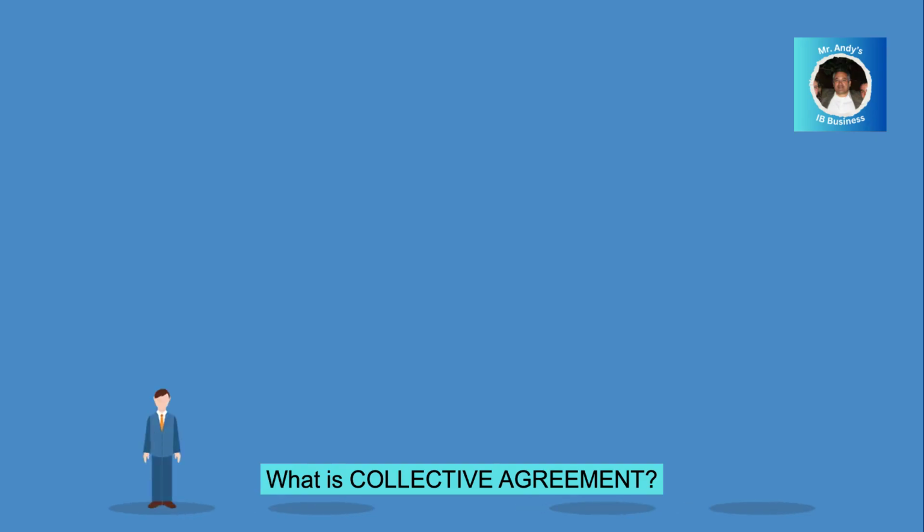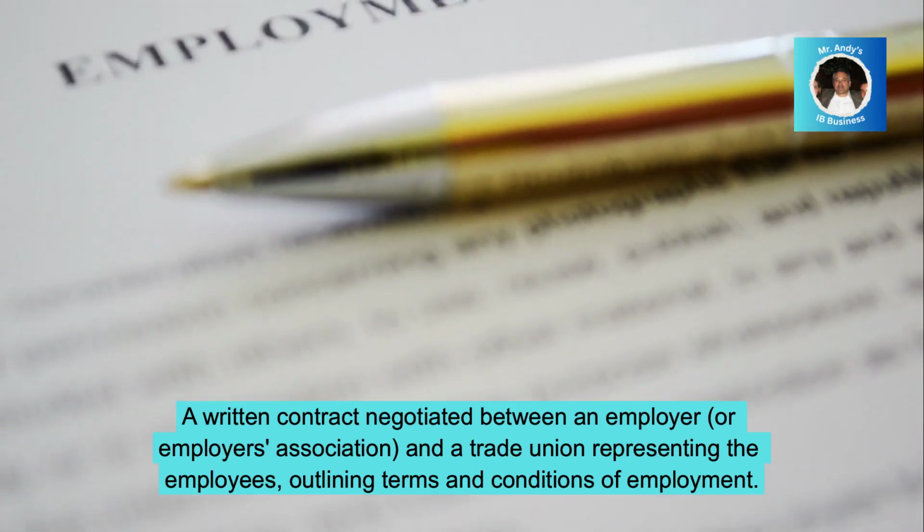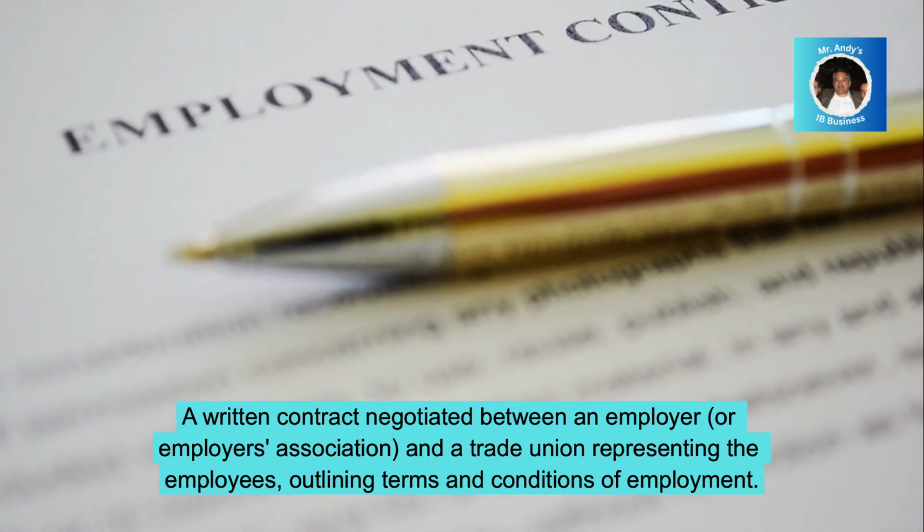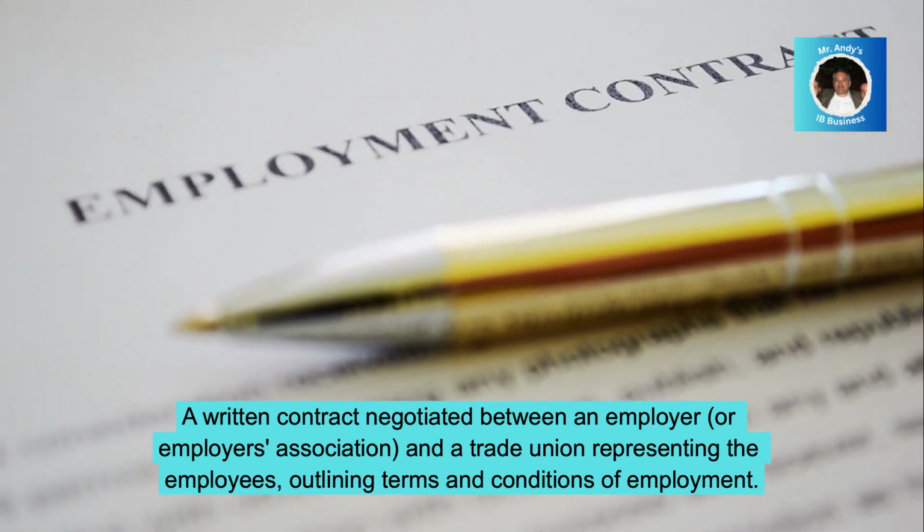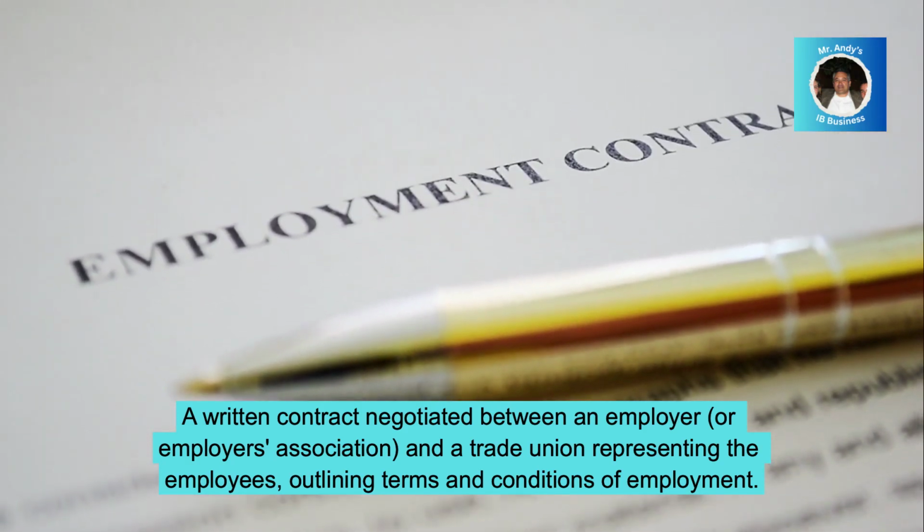What is collective agreement? A written contract negotiated between an employer, or employers' association, and a trade union representing the employees, outlining terms and conditions of employment.